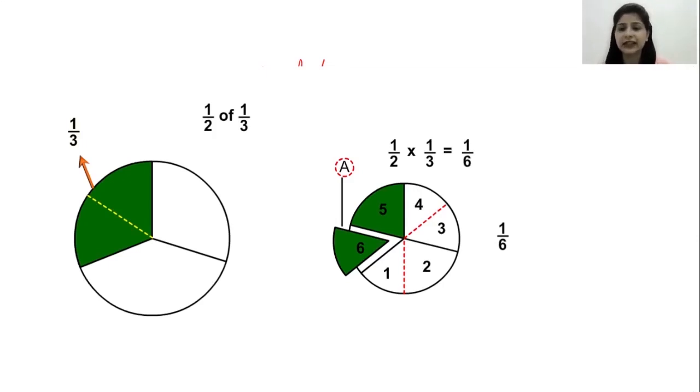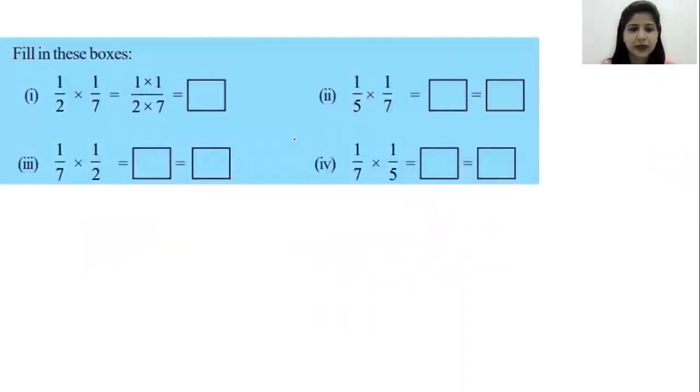That means we can conclude that if we have to multiply 2 fractions, we multiply the numerators as well as the denominators together and write the product, right? We have some questions to do here. Let's do them. As we know, we have to multiply the numerators and denominators. So 1 into 1 is 1, divided by 2 into 7 is 14.